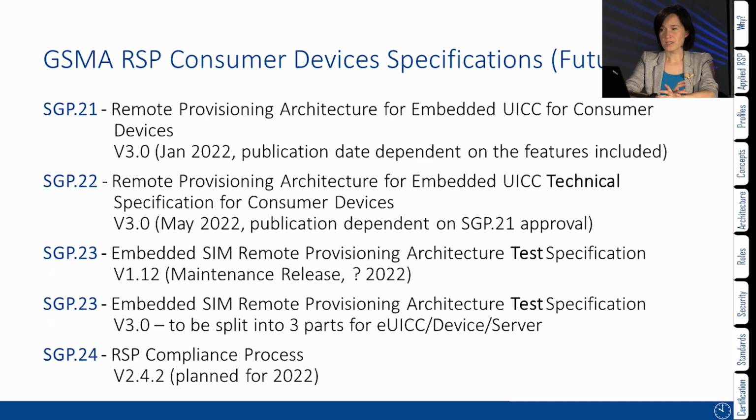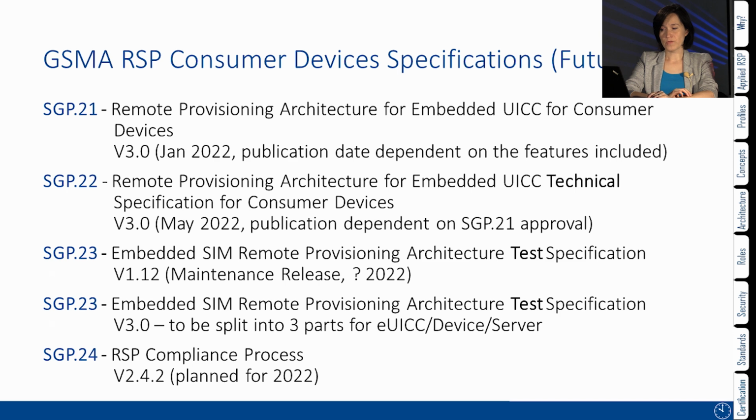Therefore, since the core specification has almost doubled in pages already right now, I don't know how many it will be in the future. So it will be even more difficult with the test specification, and therefore it will be split into 3 parts. So there will be SGP23-1 for the eUICC, -2 for the device, and -3 for the server side.